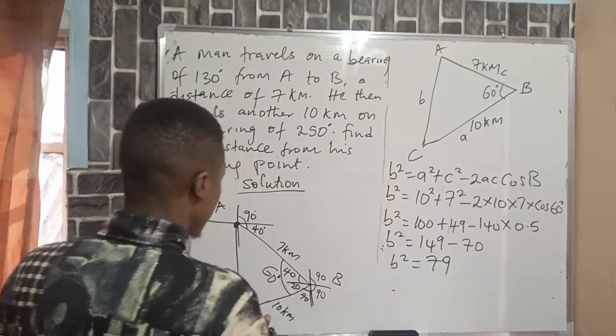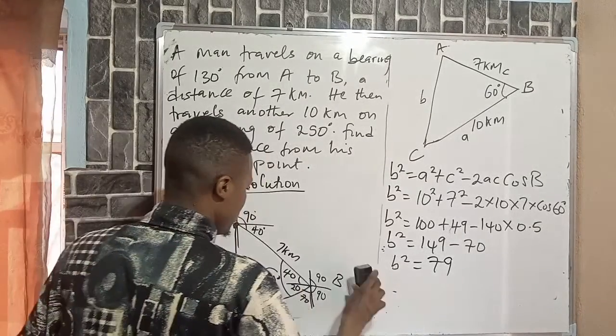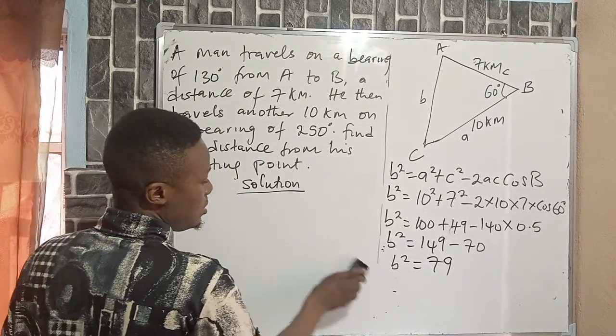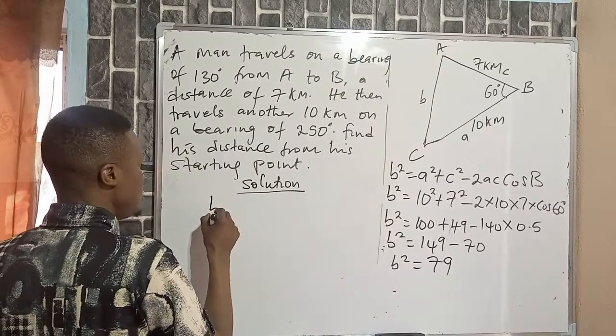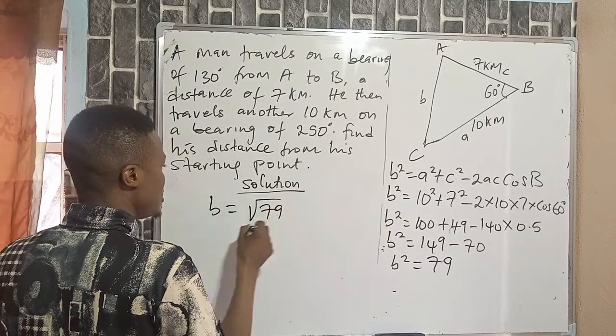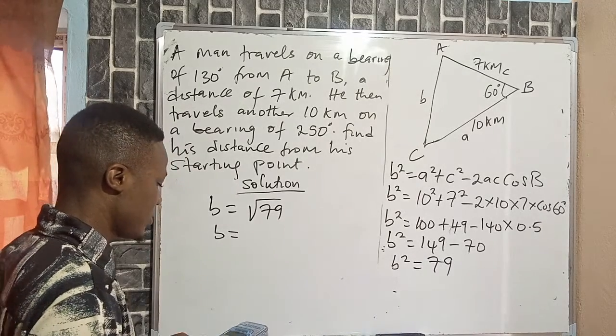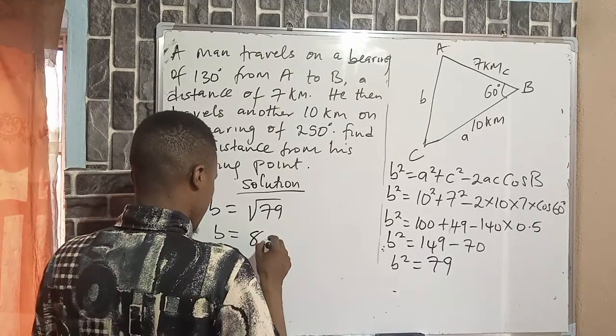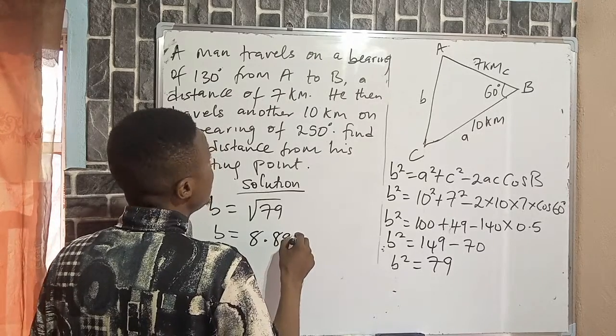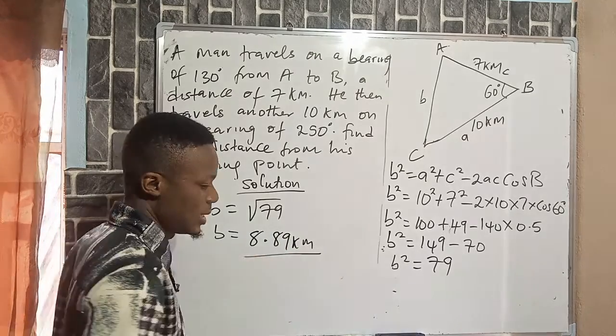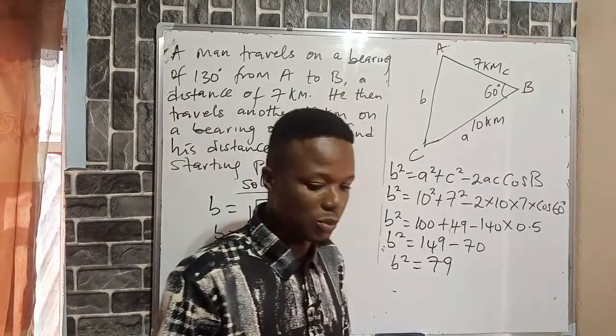So if you want to get b, you now take the square root of both sides. So b will now be the square root of 79. And when you find the square root of 79, it shall give you 8.89 kilometers as the answer. And this is just a beautiful way to tackle bearing.